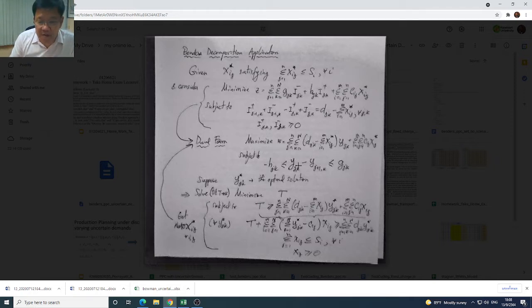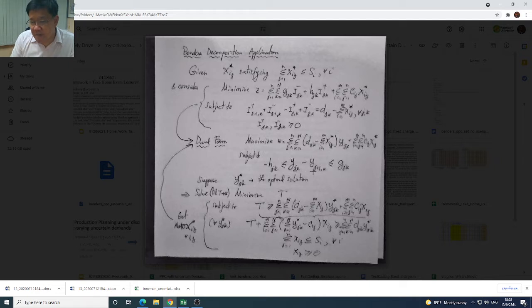Apisak here, because the dual formula is exactly the same form, except that the coefficient that multiplies y sub jk is d sub jk. It means demand of period j for scenario k minus the summation i equals 1 to m of x star ij. So we just check this.